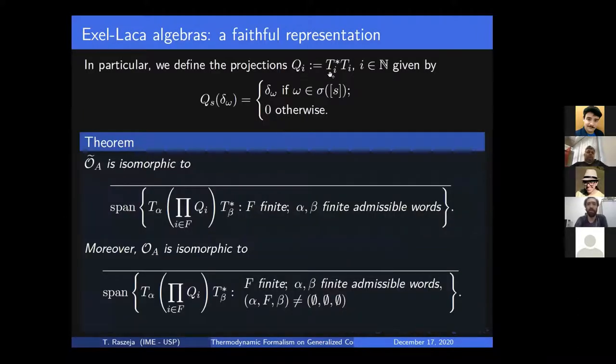And more than that, if you define these projections QI, you can write it in an even simpler way to explain what OA and OA tilde are. Basically, it is the span of these two spaces. The difference here is that when you write empty, we are omitting the operators. So if you omit the three of them, you have the unity. If not, you have the remaining algebra.